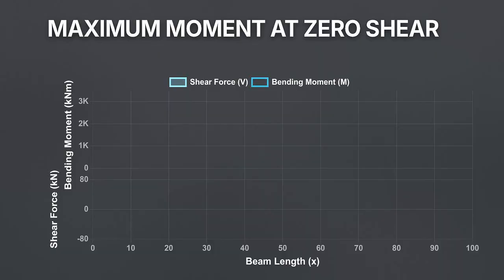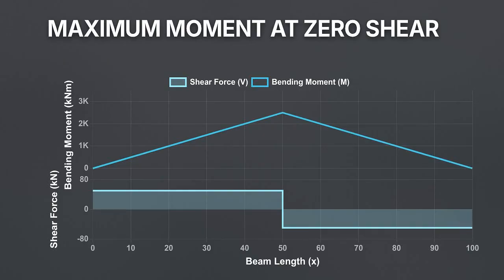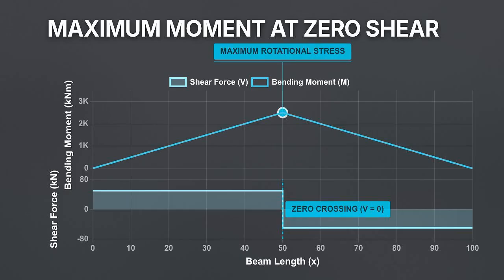These two forces are locked in an integral relationship. On this secondary graph, the total change in bending moment along the beam is precisely equal to the accumulated area calculated under the shear force curve. This allows engineers to hunt for a specific mathematical target. The absolute maximum bending moment, the spot where the beam is under the most rotational stress, occurs exactly where the shear force crosses the zero line.